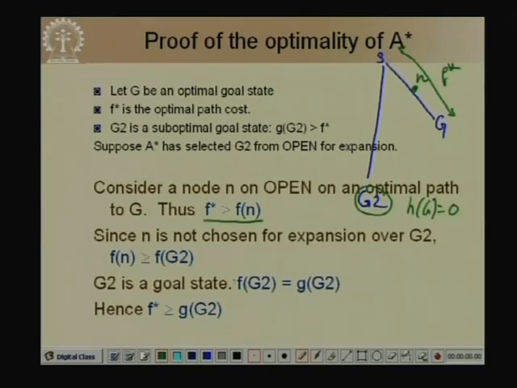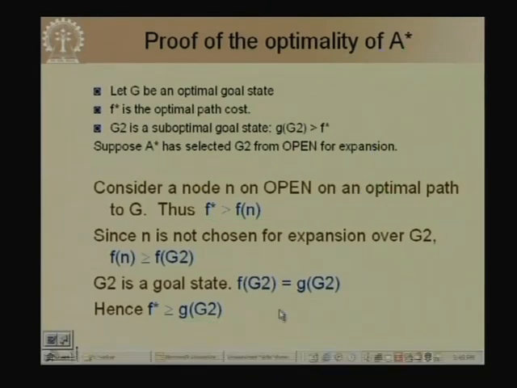Therefore, it follows from these three conditions that G(g2) equal to F(g2) less than or equal to F(n) less than or equal to F star, that is, G(g2) is less than or equal to F star, right. So, if A star has to select a goal node for expansion while the actual optimum goal has not yet been selected, it must be the case that G of G2 is less than or equal to F star. But this is a contradiction, because we just said that G2 is a suboptimal goal.